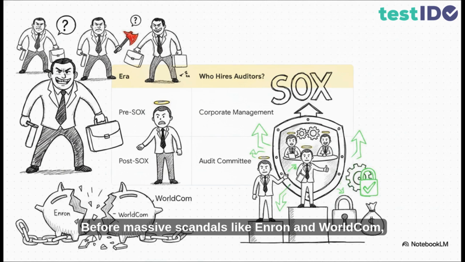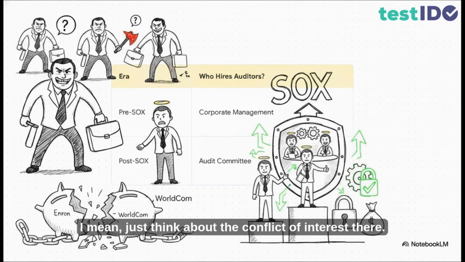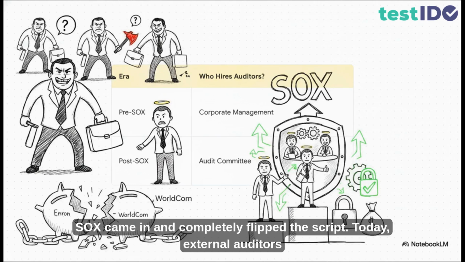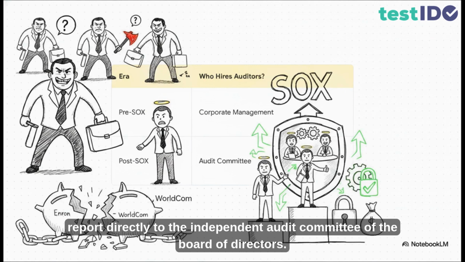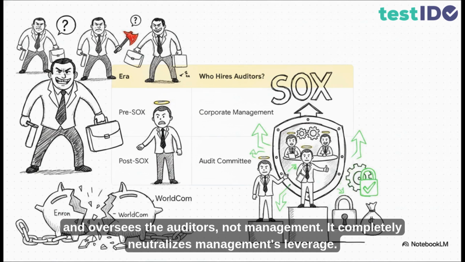Before massive scandals like Enron and WorldCom, external auditors were typically hired and fired directly by corporate management. I mean, just think about the conflict of interest there. If management didn't like how tough an auditor was being, they just threatened to fire them and hire a friendlier firm. To fix that incredibly flawed system, SOX came in and completely flipped the script. Today, external auditors report directly to the Independent Audit Committee of the Board of Directors. That committee is the one who hires, compensates, and oversees the auditors, not management. It completely neutralizes management's leverage.